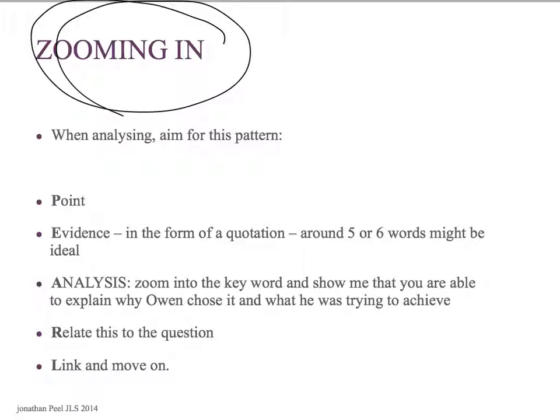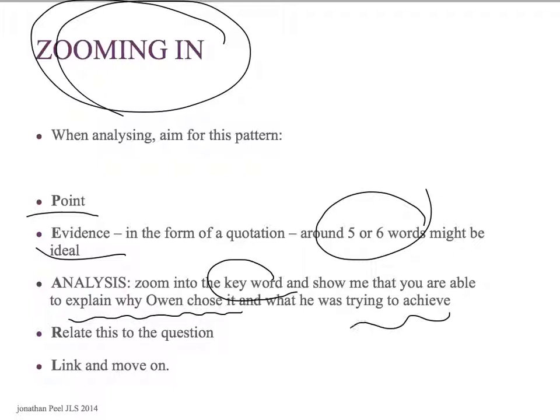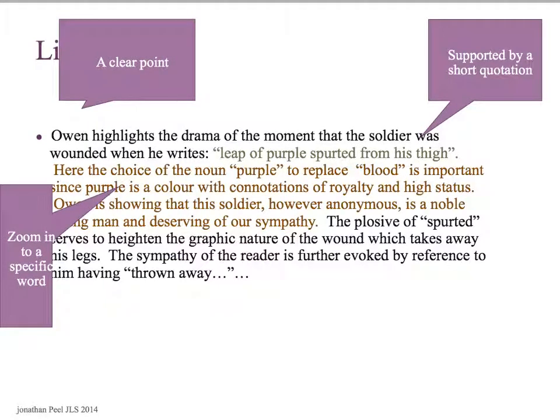We make our point, we provide evidence in the form of a quotation, and make sure that quotation is a few words, ideally, because it will make it easier to do what I want you to do. Then, to analyse, we zoom into the key word, and we show the reader that we're able to explain why Owen chose this word and what he was trying to achieve. If we can do that, we can relate it to the question, and then link our way into what we want to say next. So, we look at it something like this, and I apologise for the way the boxes are obscuring the text slightly.